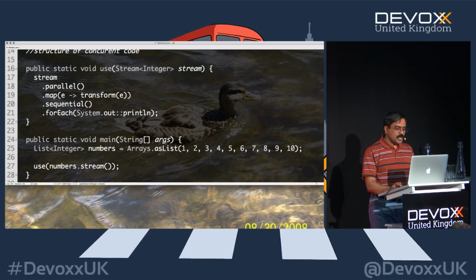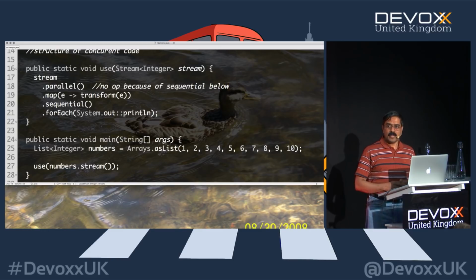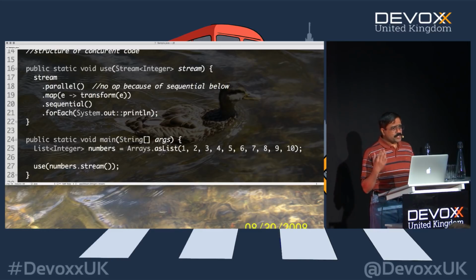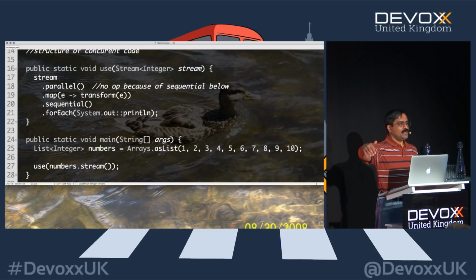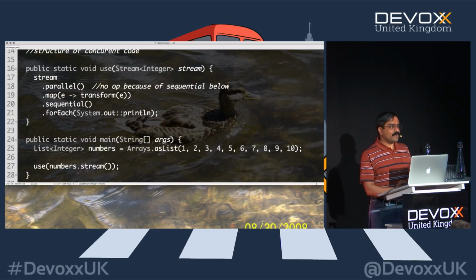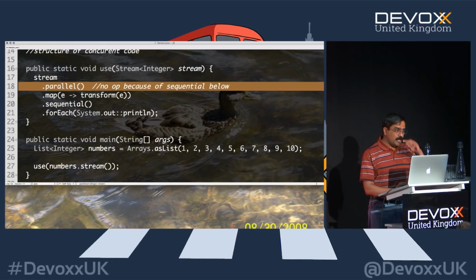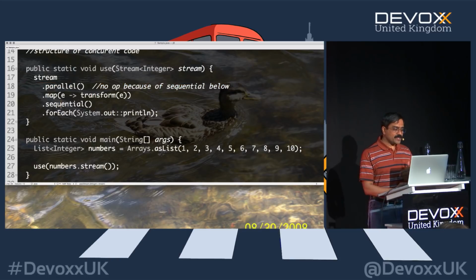So in other words, this is no op really because of the sequential below. So in other words, just because you make something parallel doesn't mean it runs parallel. The very last one is going to win. So it doesn't matter whether you had sequential or parallel along the way. So the question is, what does the last one really mean in this context? The word last one means the one before the terminal operation.